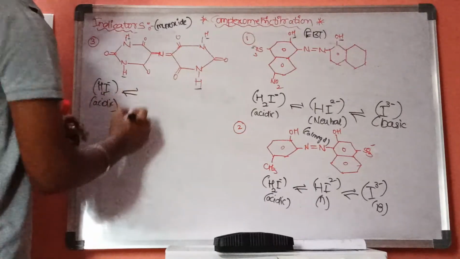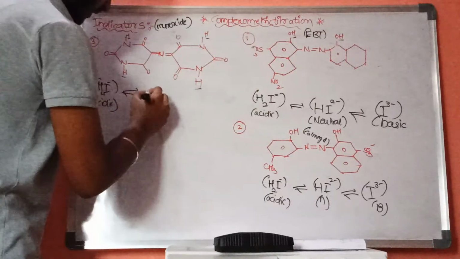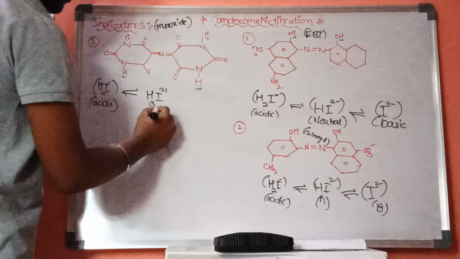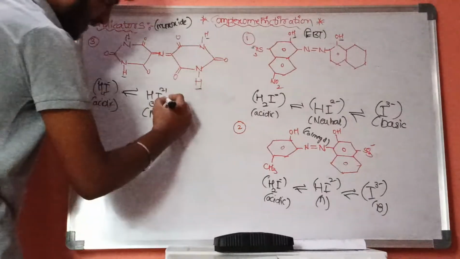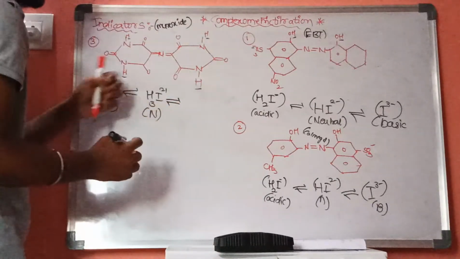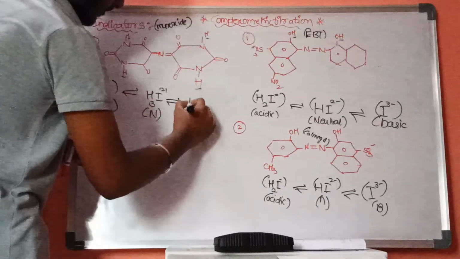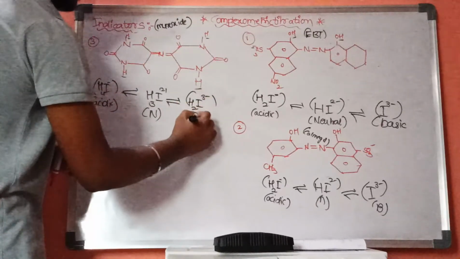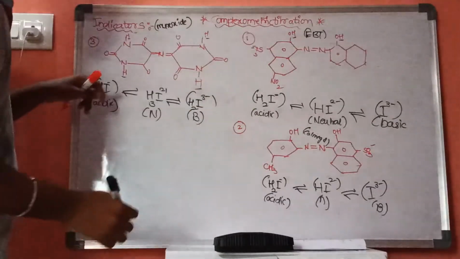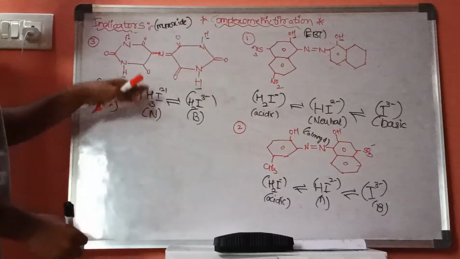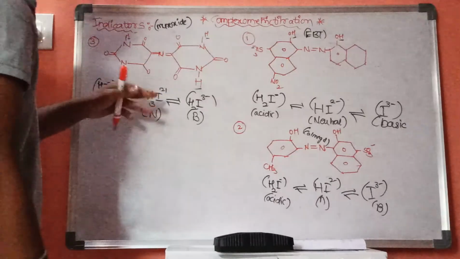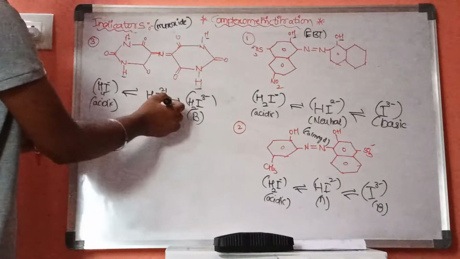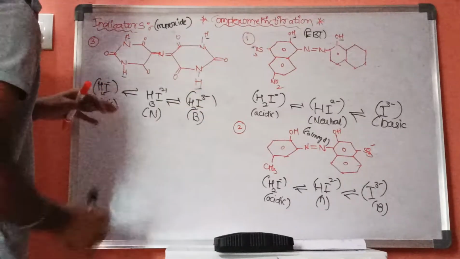Now coming to the neutral medium, this H4In minus will get converted into H3In2 minus in neutral medium. Now in basic medium this H3In2 minus will get converted into H2In3 minus. H4In minus gets converted into H3In2 minus by removal of one hydrogen atom, and this H3In2 minus will get converted into H2In3 minus in basic medium.